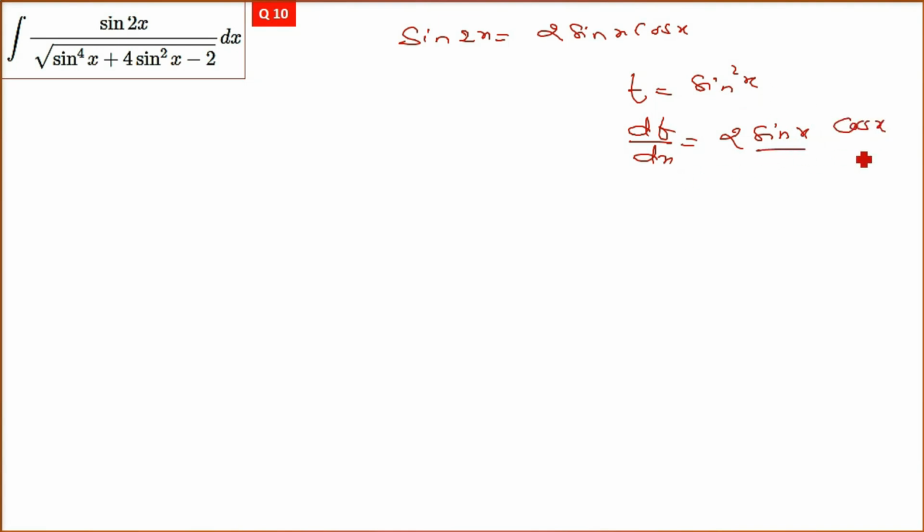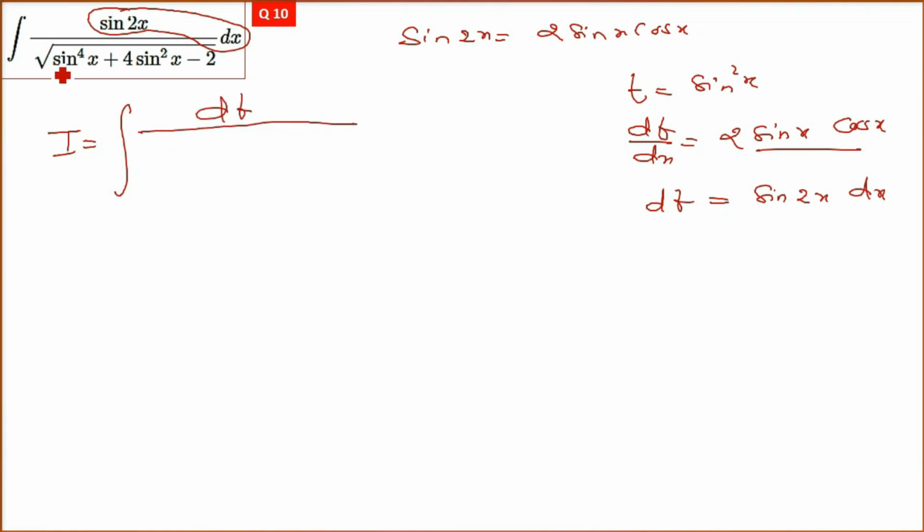So we have this sine 2x on the right hand side. This is dt by dx, dx will go on the right. So dt will be equal to sine 2x dx. This whole is going to be dt. So the integration will be this whole dt divided by under root sine raised 4x. So it will be t square, because t is sine square x. Accordingly, this is going to be t square plus 4 sine square x, which will be 4t, minus 2.